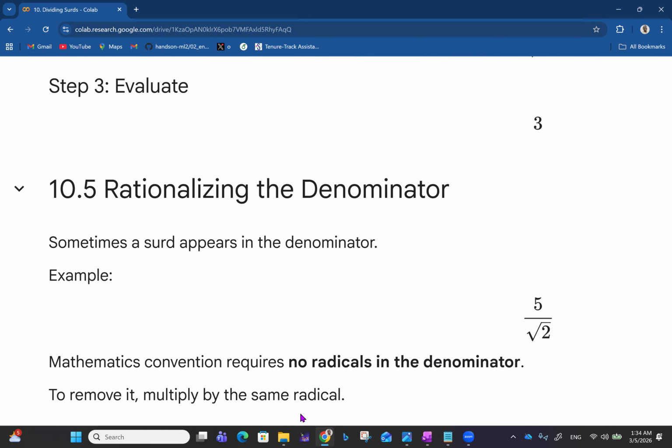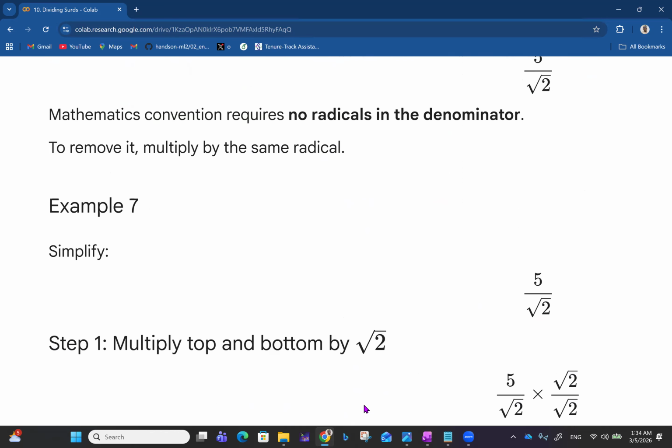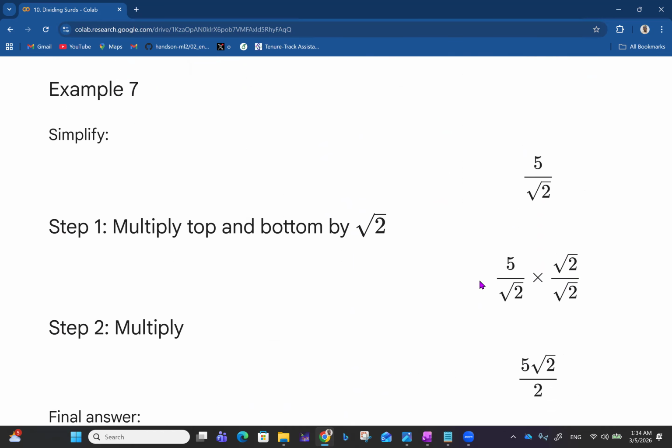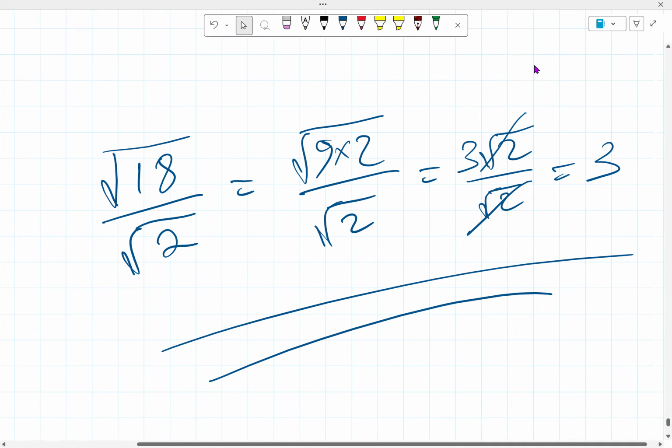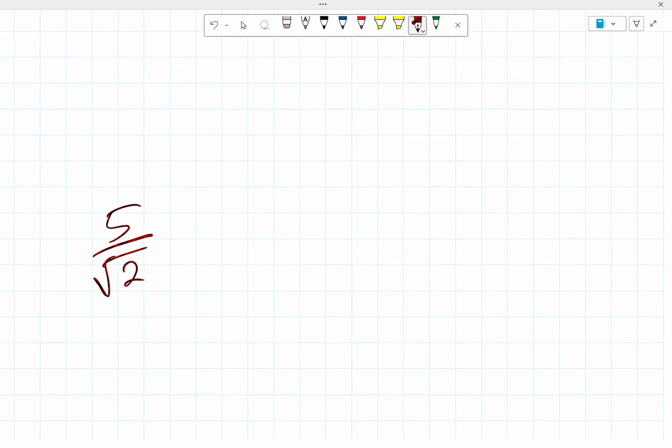To remove it, you multiply by the same radical. So in this example, you want to simplify 5 over root 2. Multiply top and bottom by root 2. Why are we doing this actually? You have 5 over root 2 and you want to rationalize. Rationalization is simply rewriting this 5 over root 2 in another form where we don't have a radical under.